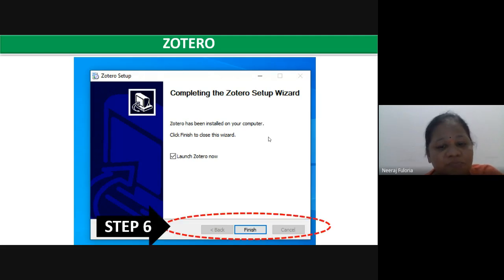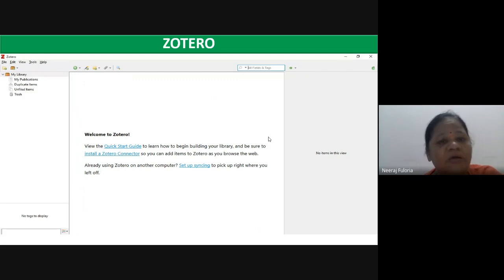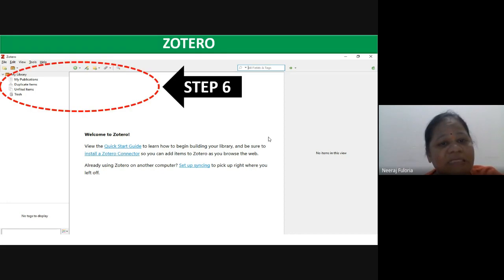Once you have completed the Zotero setup and open the software, the software page will look like this. Here you will see my library, my publications, everything.